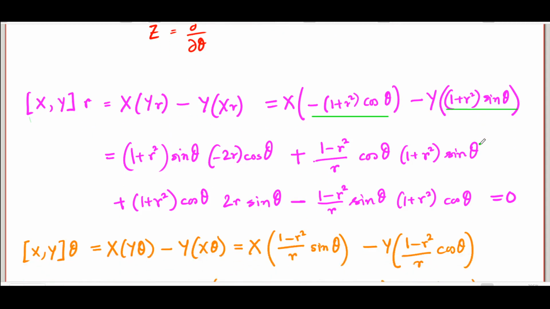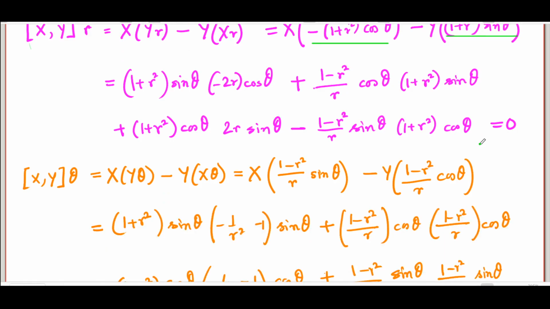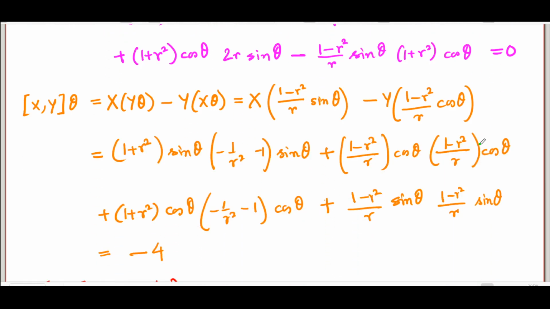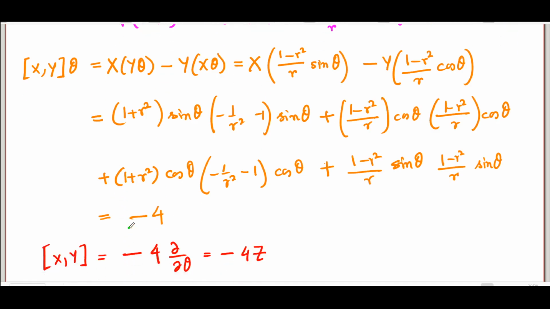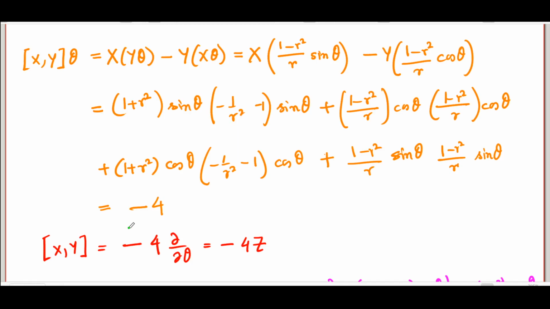Similarly, [x, y] acting on theta is x acting on y theta minus y acting on x theta. Once again, I will not go through the entire steps, but it's a pretty straightforward bit of algebra to carry out the whole thing, and you will end up with minus 4. So you end up with the square bracket of x and y being minus 4z.